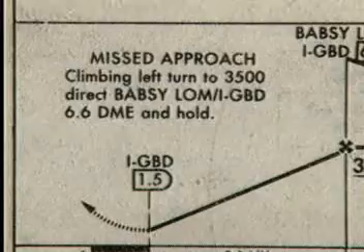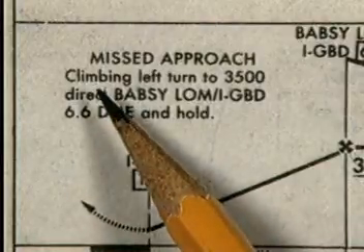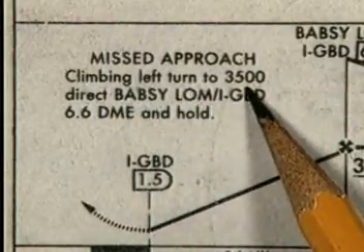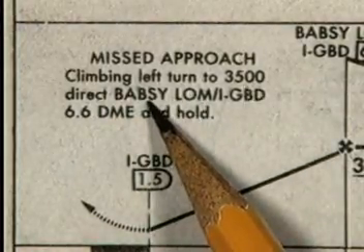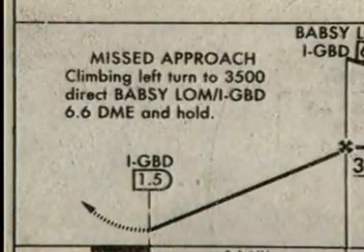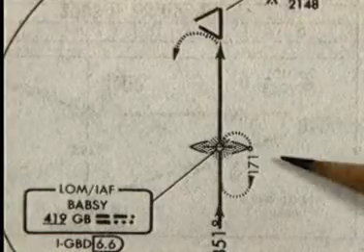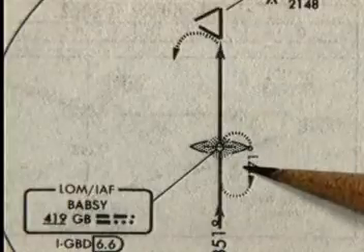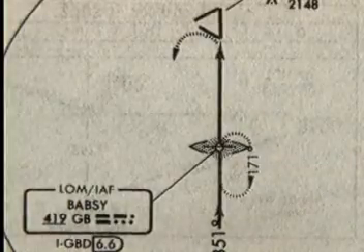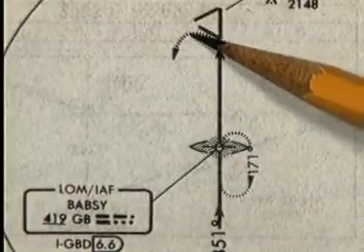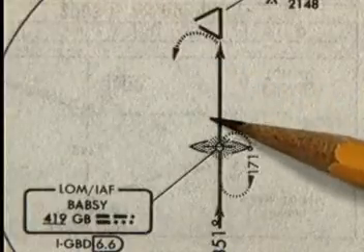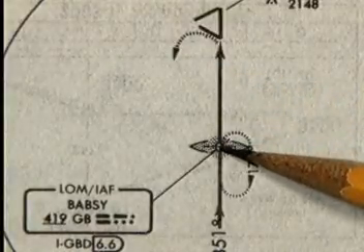Now, the missed approach instructions are for a climbing left turn to 3,500 and back to Babsy and then hold. Now, notice there is a holding pattern here shown for the hold. That's pretty easy to remember. I'll be climbing, making a left reverse course back to Babsy and going up to 3,500 feet.